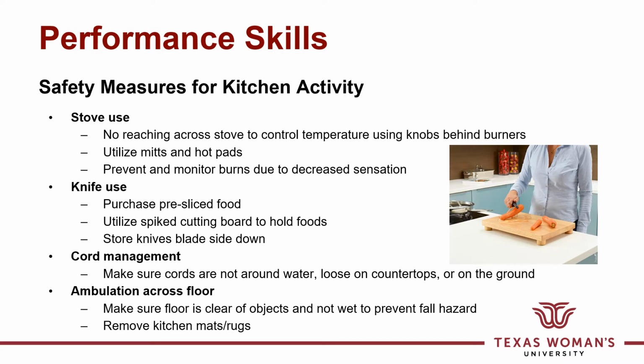get a little bit more advanced in his therapy or even at home, then he can move up to a spiked cutting board that'll hold the food in place while he uses his right dominant hand to cut and peel vegetables. Definitely storing the knives blade down will be really important. Cord management so that there's nothing to trip over, nothing that will cause any fire issues. And then when he's walking in the kitchen, ambulating across the floor, we need to make sure that there are no rugs or mats in the way, and we don't want any wet surfaces for him to slip on.